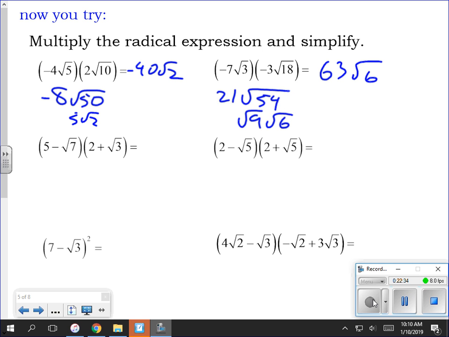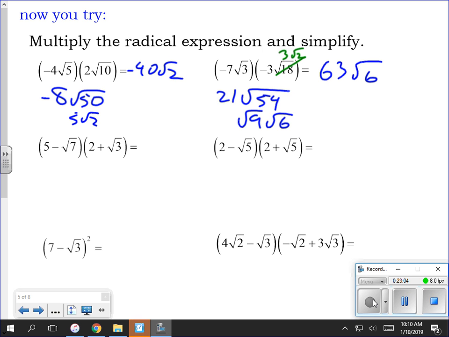Now, you could have, and I don't know if anybody did this or not, you can simplify the square root of 18 first. The square root of 18 is 3 root 2, so this would become negative 9 root 2. Negative 9 root 2 times negative 7 root 3 gives you 63 root 6 as well. So you could have simplified first if you wanted to, and then multiply it, and guess what?